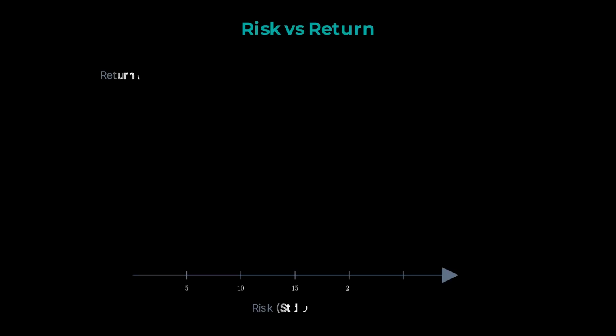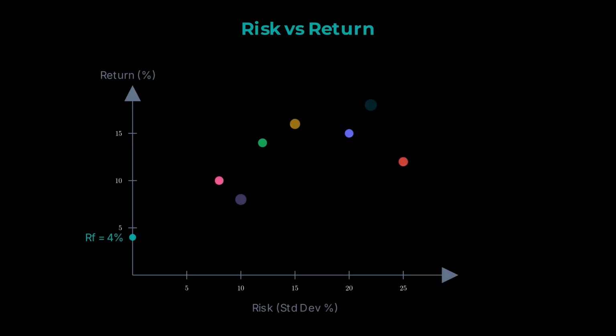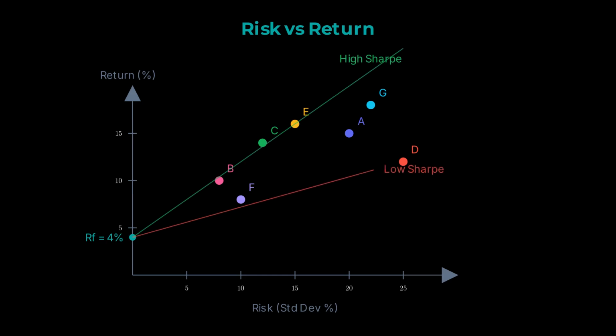Let's visualize this more broadly. Here's a scatter plot of multiple funds. Each dot represents a fund, with risk on the horizontal axis and return on the vertical axis. The Sharpe ratio is the slope of the line from the risk-free rate to each fund. Funds with steeper slopes, higher Sharpe ratios, deliver more return per unit of risk. Notice how the best funds aren't necessarily the ones with the highest returns. They're the ones with the steepest slopes.